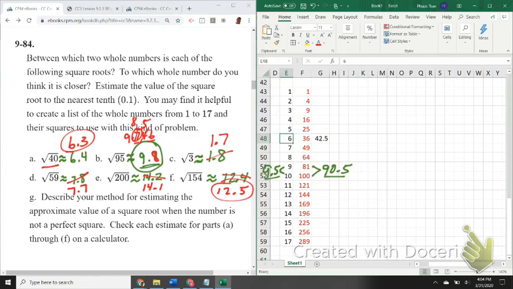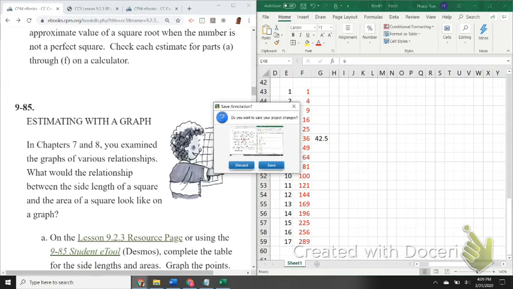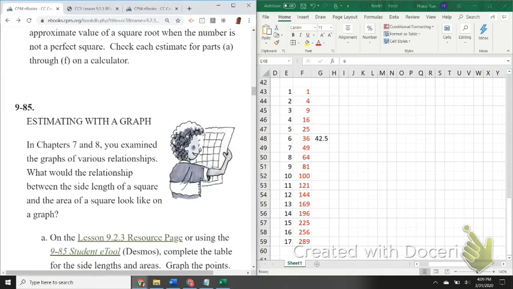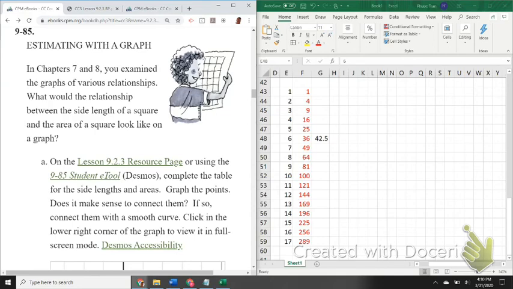All right. Let's move on to the next problem here. It says to estimate with a graph. Okay, so in chapters 7 and 8, you examined the graphs of various relationships. What would the relationship between the side length of a square and the area of a square look like on a graph? Okay, so the length of the side of the square versus the area of the square. What would it look like on the graph?